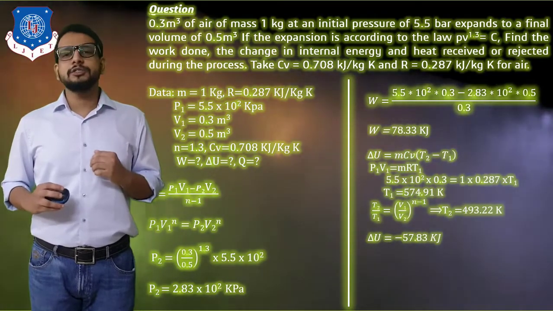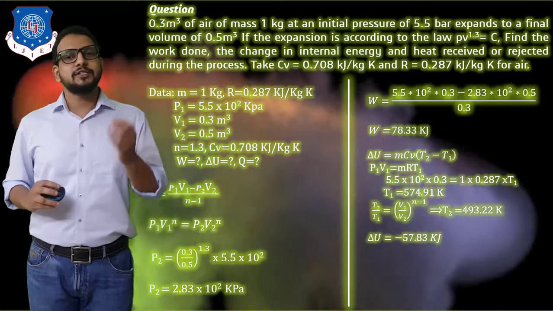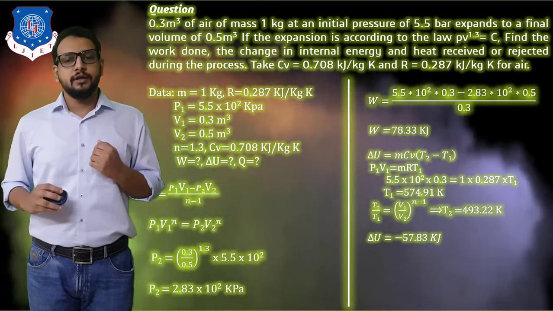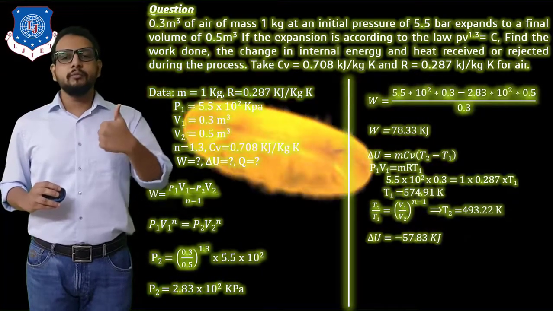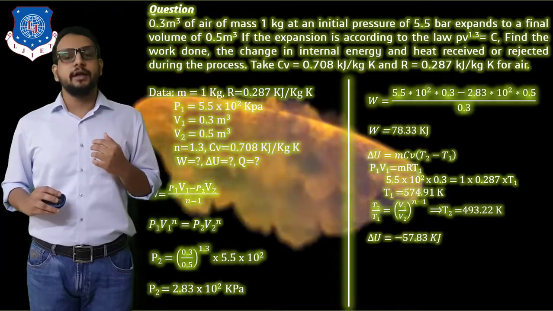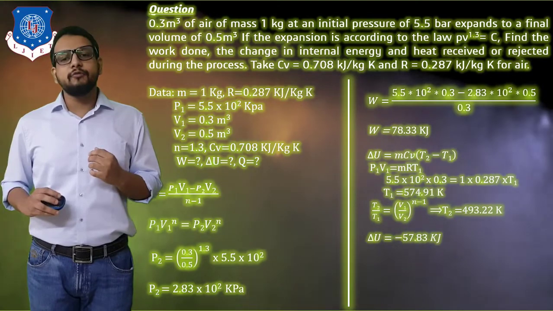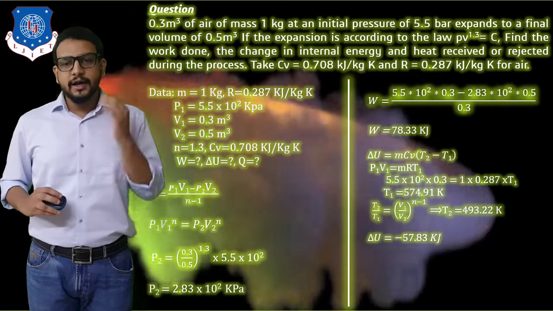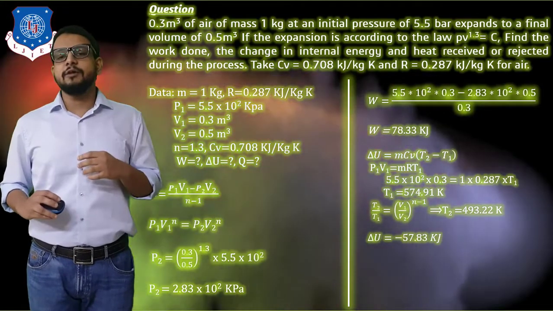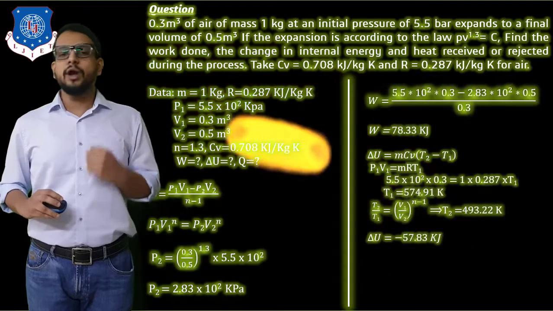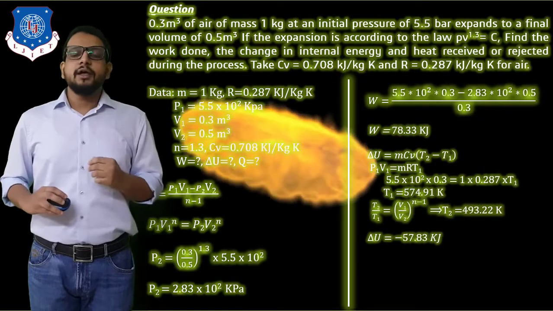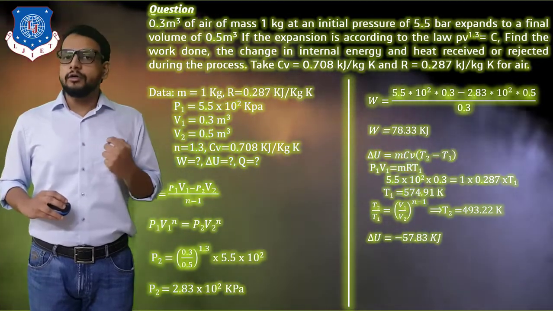So directly we are going to use our characteristic gas equation, that is PV is equal to mRT. So I have applied P1 V1 is equal to mR T1. Now according to this equation we would say P1 is known, V1 is known, mass is known, R is known. So the unknown T1 can be easily determined. So I have substituted the values: 5.5 into 10 raised to 2, that is in kilopascal, into 0.3 is equal to 1 into 0.287 into T1. So finally making T1 the subject, we can find T1 is equal to 574.91 Kelvin.